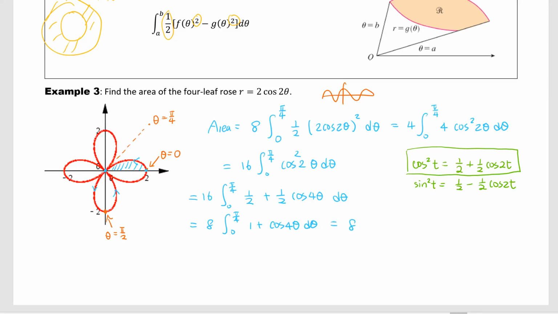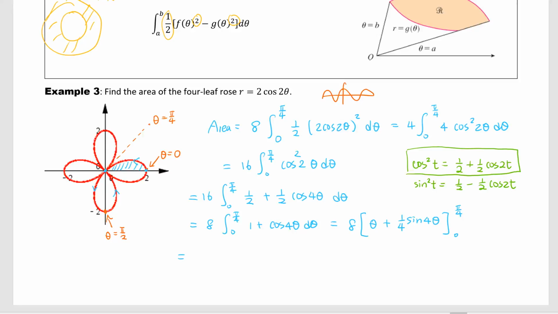So let's integrate that. Integral of 1 is theta. Integral of cosine is sine, because the derivative of sine is positive cosine. But you've got to divide it by 4 in front. And then evaluate from 0 to pi over 4.